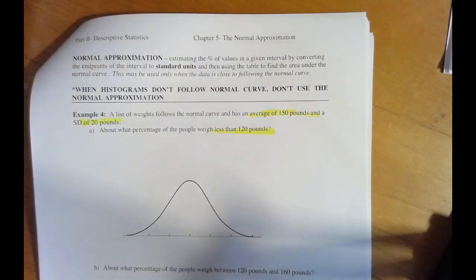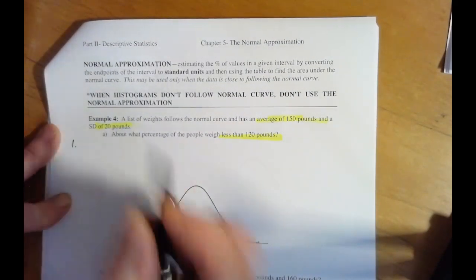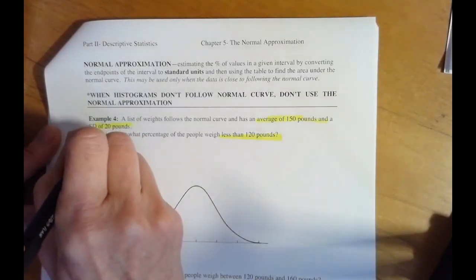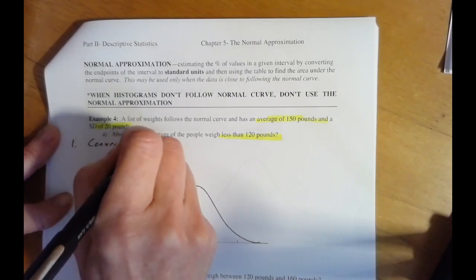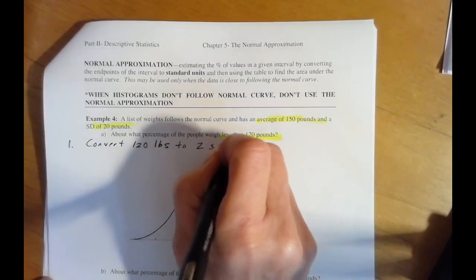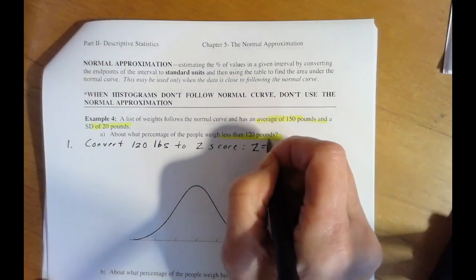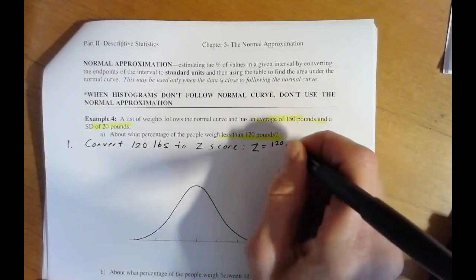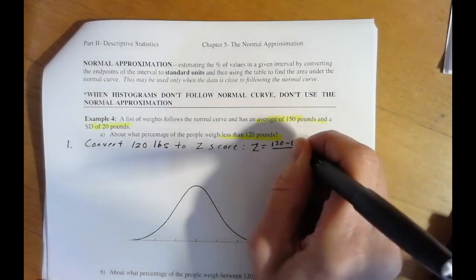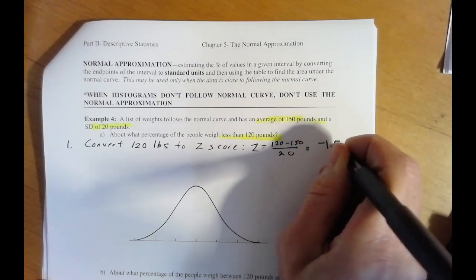And so, for example, if you want to find out what percentage of the people weigh less than 120 pounds, what do we do? Well, the first thing you have to do is change to z-scores. So let's write that down. So convert 120 pounds to a z-score. So let's do that. So we'll just say z equals the value, which is 120, minus 150, over 20. And we get negative 1.5.